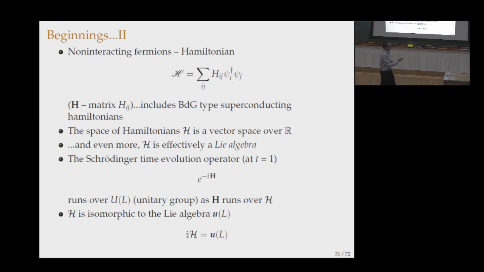Okay. And what you will see is that because of this, I'm just motivating it very crudely, right? So you can see that this is the time evolution operator. So you see that some Lie algebra structure has to be there, and in fact, you can show that the space of Hamiltonians is exactly isomorphic to the Lie algebra of the unitary group of L orbitals.